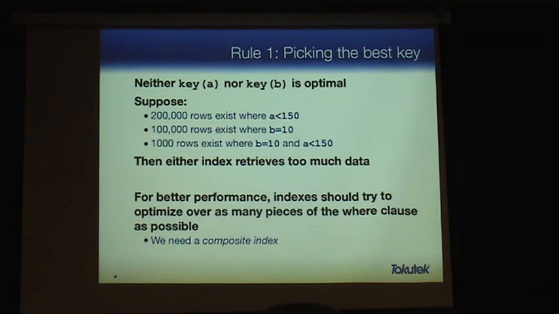It's a lot better than what we started out with. We started out with a table with no indexes and retrieving 1 billion rows, and we got that down to the hundreds of thousands. But really, what you want is something that will zero in on these 1,000 rows. To do that, you should try to optimize over as many pieces of the where clause as possible. So what we need is a composite index.